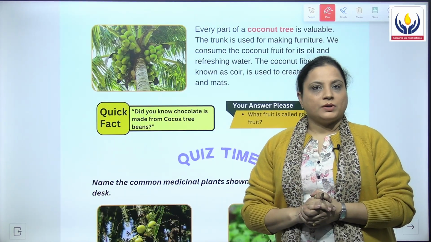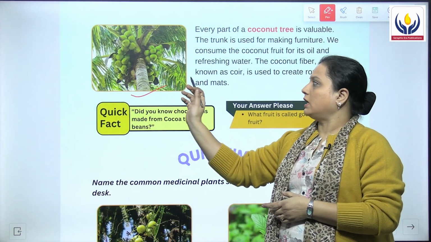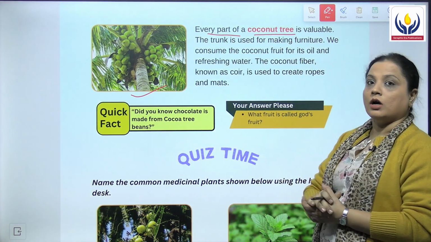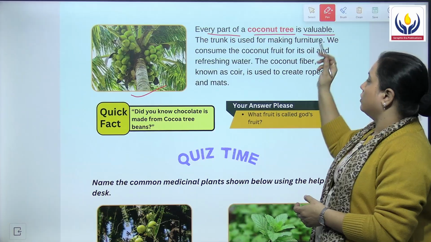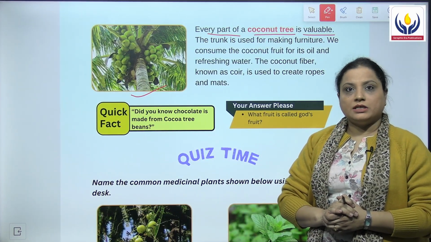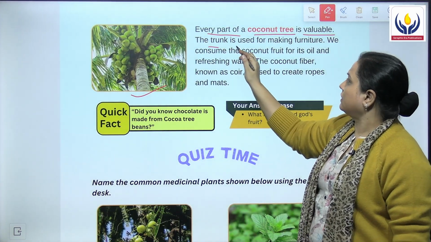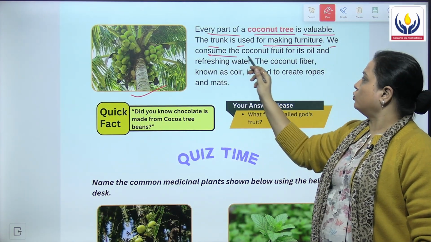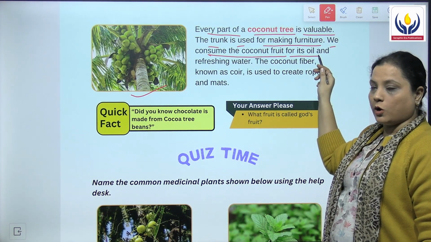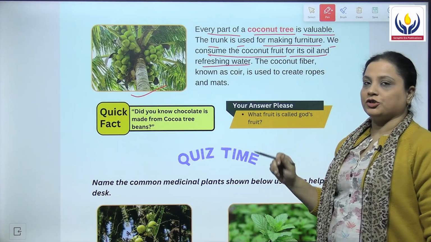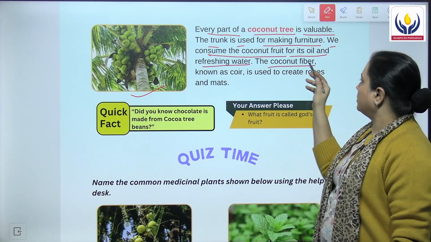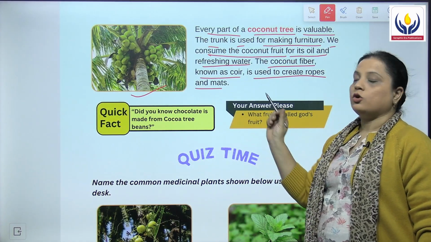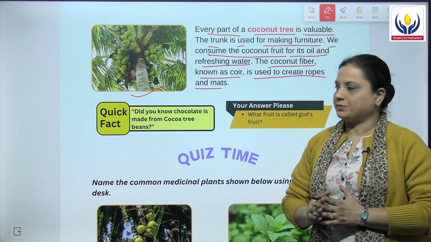On the next page, we have the image of the coconut tree. And it says that every part of the coconut tree is also valuable. It is useful. The trunk is used for making furniture. We consume the coconut fruit for its oil and refreshing water. The coconut fiber known as coir is used to create ropes and mats.